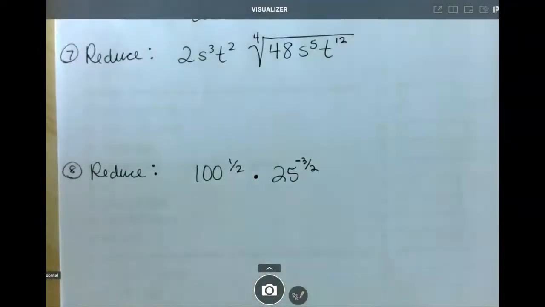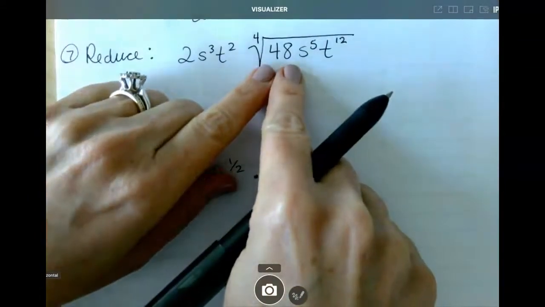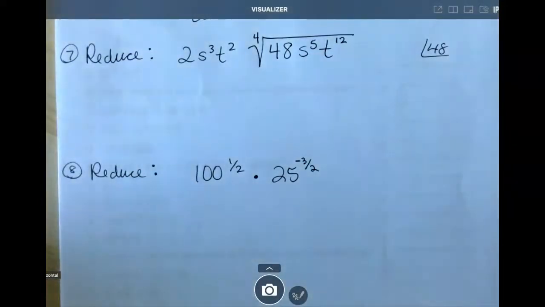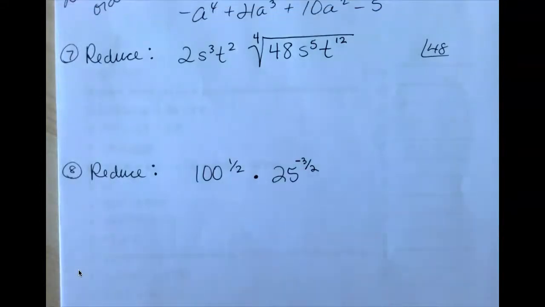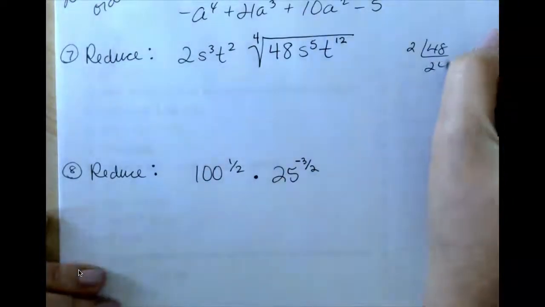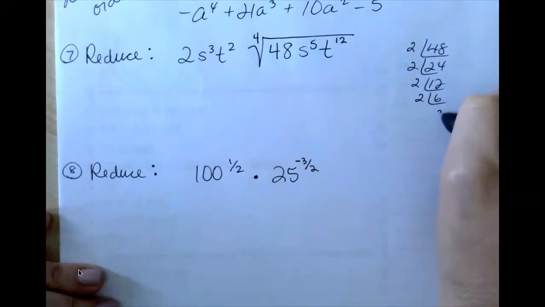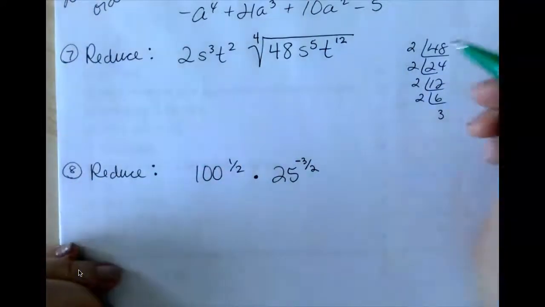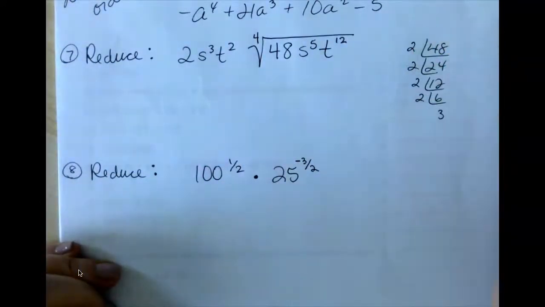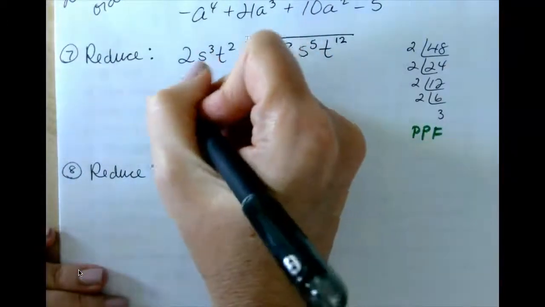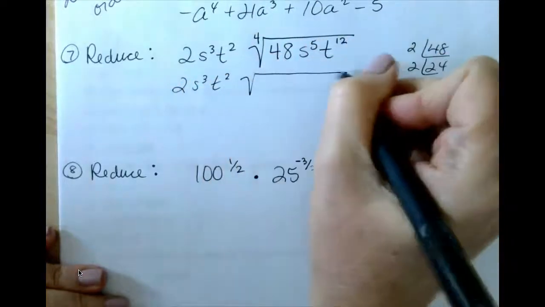Number 7, we're reducing a radical. And when we reduce a radical, the first thing we need to do is make a factor ladder for what is underneath the radical. So 48. Remember, factor ladders, we're only going to divide by prime numbers. That is what we are after. So the 48 divided by 2 is 24. 24 divided by 2 is 12. 12 divided by 2 is 6. 6 divided by 2 is 3. Remember, these should all be prime numbers because we are after a prime power factorization, a PPF. There's a whole video on that. So we're going to replace the 48 with our prime power factorization, and then we will reduce the radical.